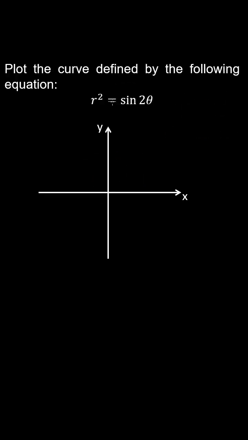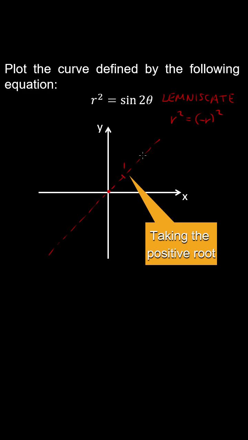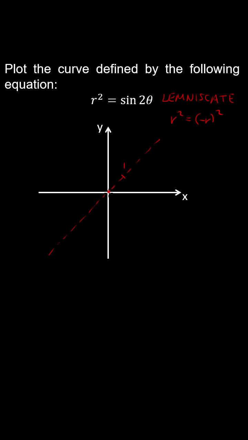Let's plot the following polar curve, and because of the r squared term, you may recognize this as a lemniscate. And given that r squared is equal to minus r squared, we're going to have symmetry about the origin. And now if we choose a few angles, theta equals 0, r squared is equal to 0, so therefore r is 0. And when theta is equal to pi on 4, sine pi on 2 is 1, and root 1 is 1. And when theta is equal to pi on 2, sine pi is 0, so we come back to this point. And what the curve looks like is something like this.